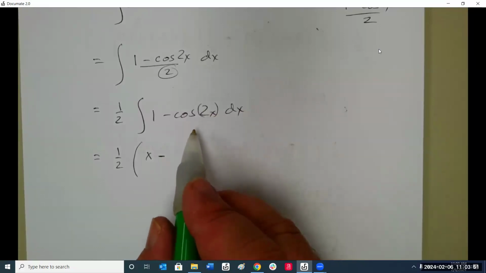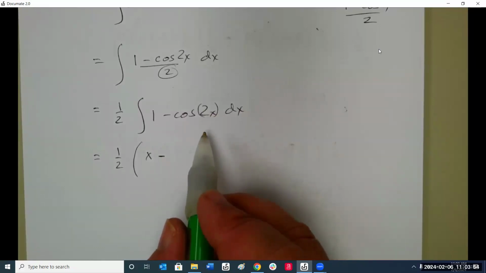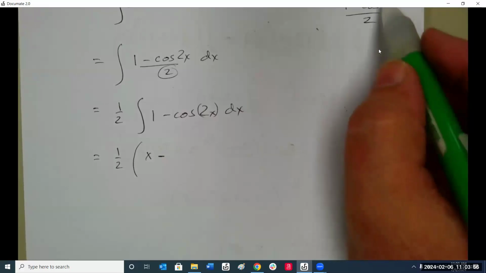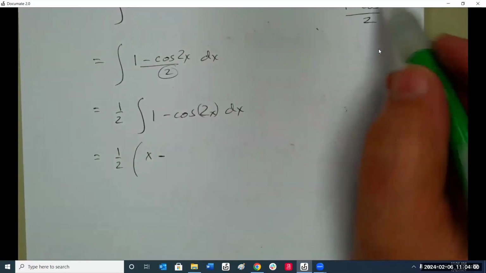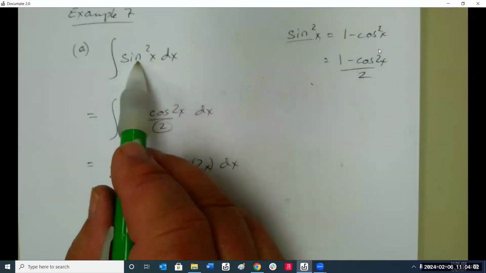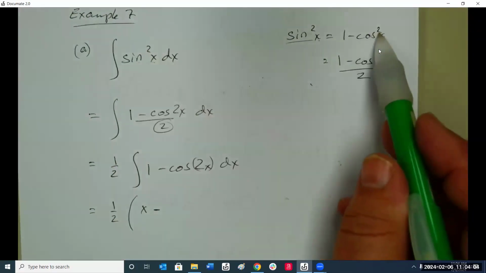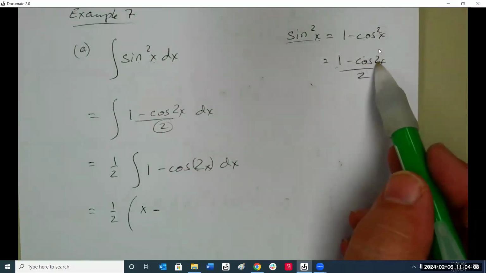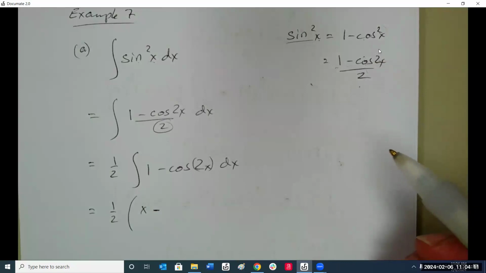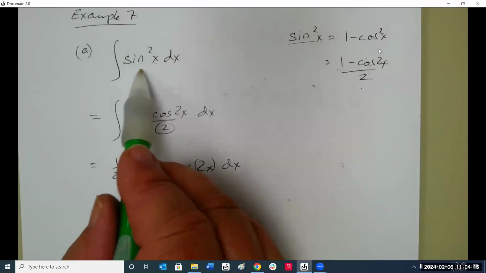Oh wait, that's 2x. I thought it was cosine squared of x. No, I'm pretty sure it's 2x. The whole problem is we can't integrate sine squared x. We couldn't do cosine squared x. So we're going to change this one into 1 minus cosine 2x divided by 2. Okay, what are we looking for? The integral of sine squared x.